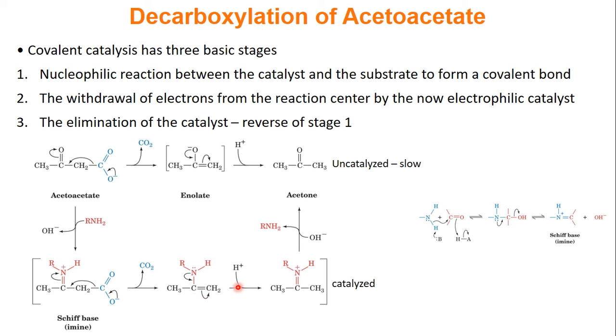Then the reverse of our first reaction happens where an acid can come in and it will cause our NH2 group to eventually leave here. So the electrons break from this double bond, this carbon can take this hydrogen. Now we have a nitrogen that's positive. We don't really want nitrogen to be positive all that much, so it can leave as RNH2 with a base, and we are at acetone. So this is just how we're speeding up this reaction through covalent catalysis.